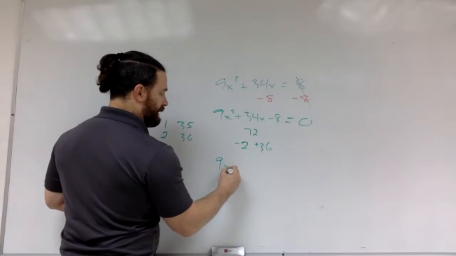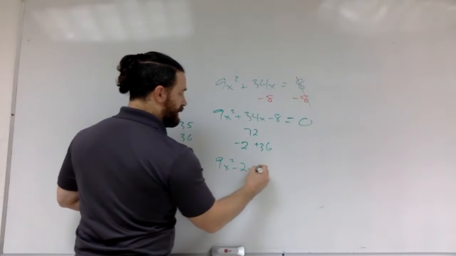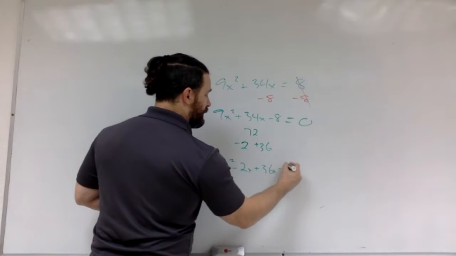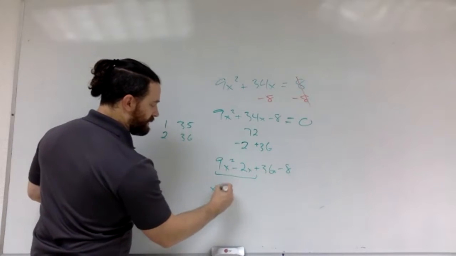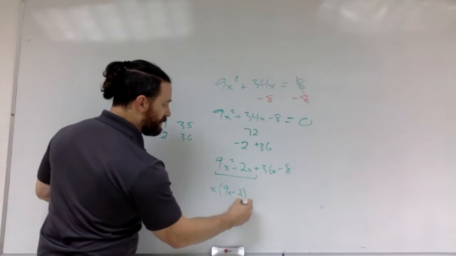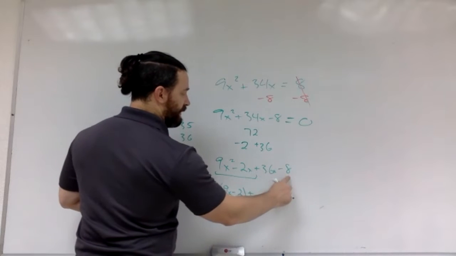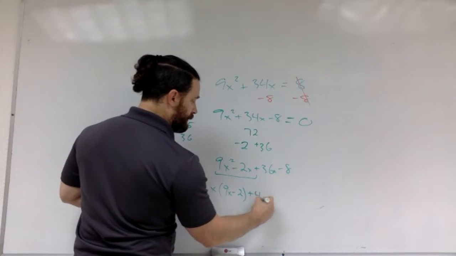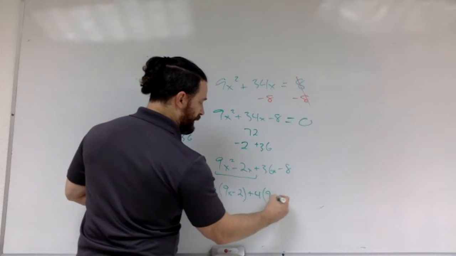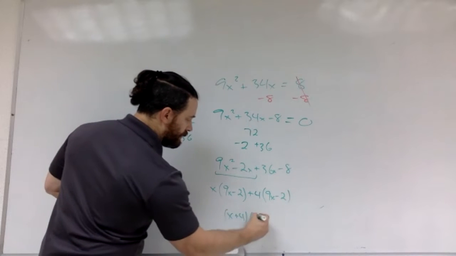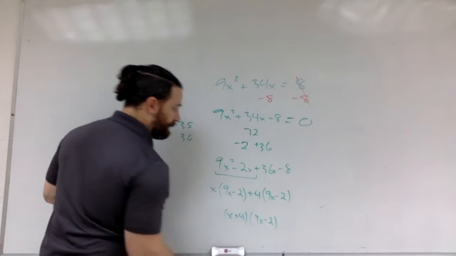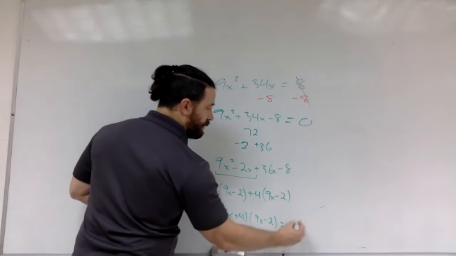So I get 9x squared minus 2x plus 36x minus 8. This gives me x times 9x minus 2, plus, these can be divided by 4, leaving me with 9x minus 2. So I get x plus 4 and 9x minus 2. And remember, this is all equal to 0.